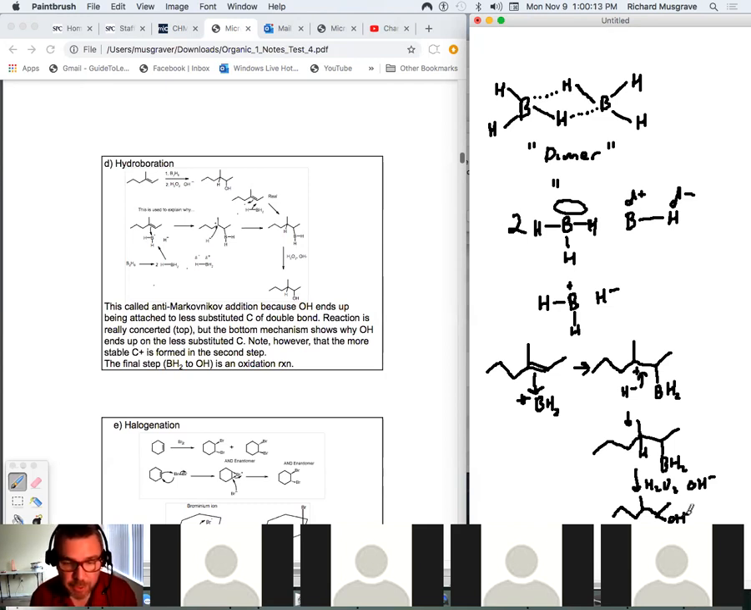Now, that's my explanation for why the mechanism goes the way it does. But in reality, it doesn't actually go that way. It goes more like this. You can see it up here. I'll do what it really does up here. But what I'm showing you is an explanation for why it takes the route that it does. It's really actually a concerted process, happens in one step.